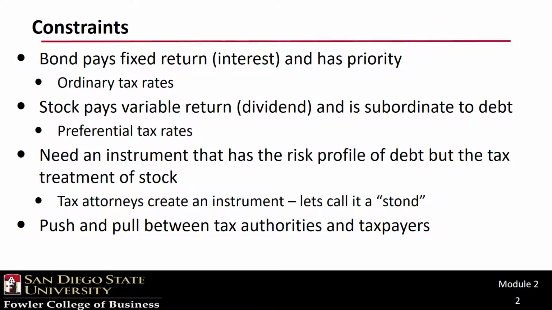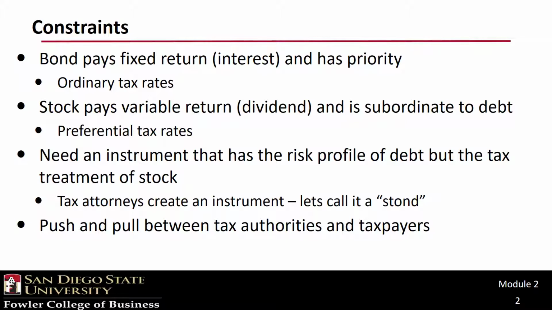Before we discuss the restrictive doctrines, first I want to provide some hypothetical background. So bond interest is includable in income and has the highest priority. For example, typically the bondholders get paid first before any stockholders do. Interest is subject to ordinary tax rates. Stocks, on the other hand, its dividend is generally subordinate to interest payments on bonds. Dividends aren't fixed, they're declared, but dividends do enjoy preferential tax rates.